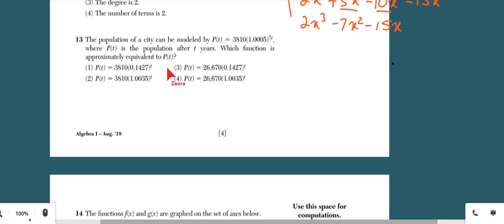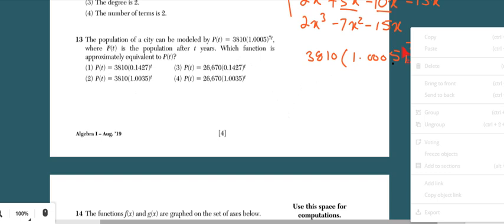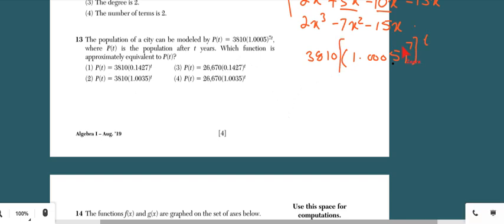We have to write a function which is approximately the same as this one. Okay, so now how can I solve this? This is 3810 times 1.0005 raised to the power of 7, and I'm writing the whole thing raised to the power of t, using the law of indices: a raised to the power of m, raised to the power of n, equals a raised to the power of m times n.